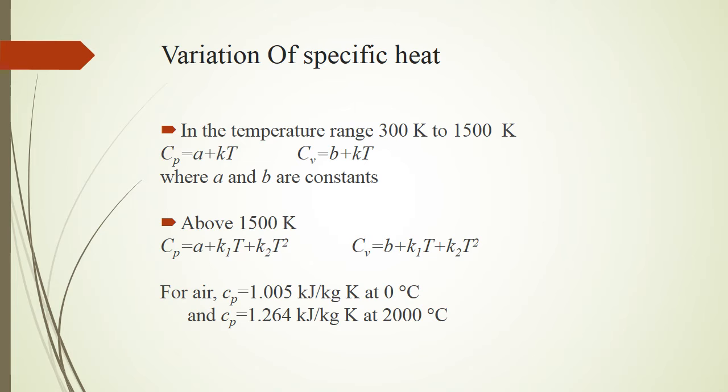The values of Cp and Cv for air are taken, for example, Cp is assumed to be 1.005 kilojoule per kg per Kelvin at 0 degrees Celsius and 1.264 kilojoule per kg per Kelvin at 2000 degrees Celsius. And as you know, the difference between Cp and Cv is constant and the value of gamma decreases with increase in temperature. So if the variation of specific heats is taken into account during the compression stroke, the final temperature and pressure would be lower than if the constant values of specific heats are used.